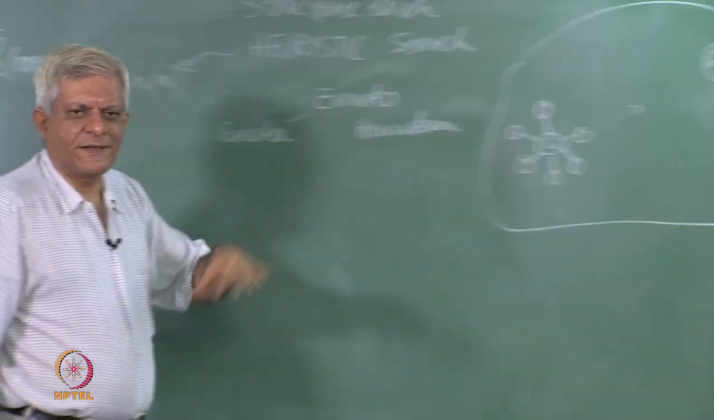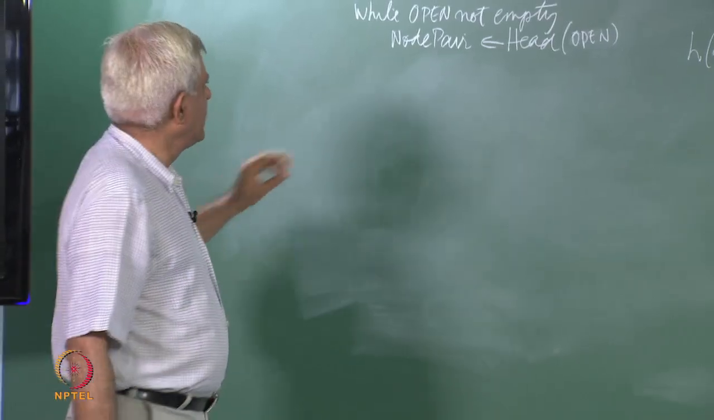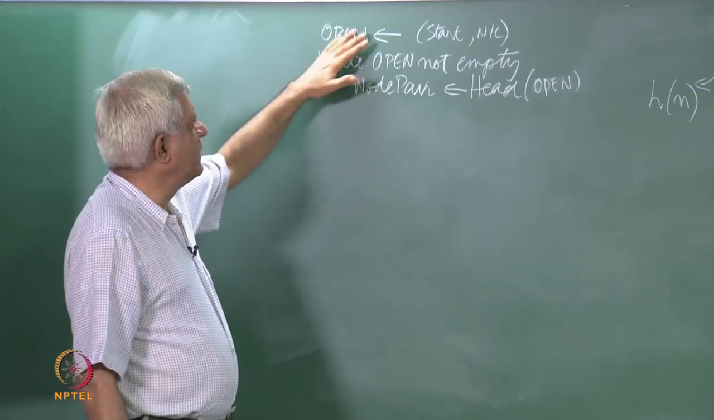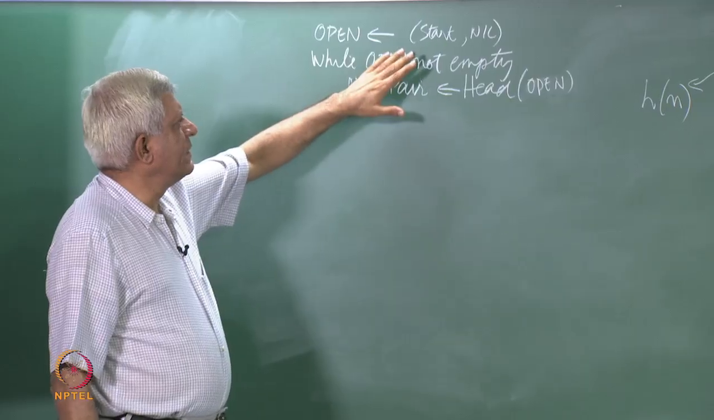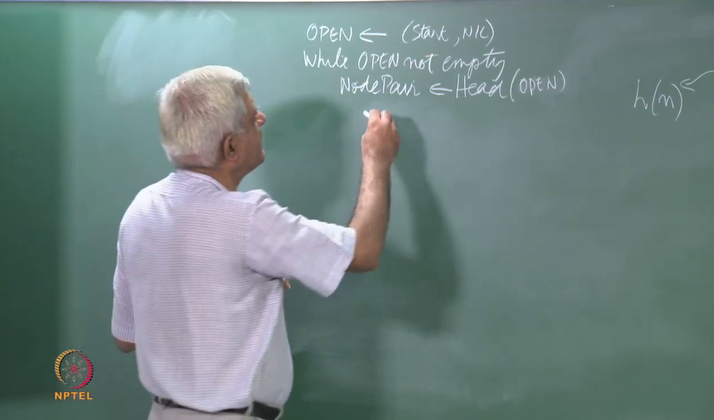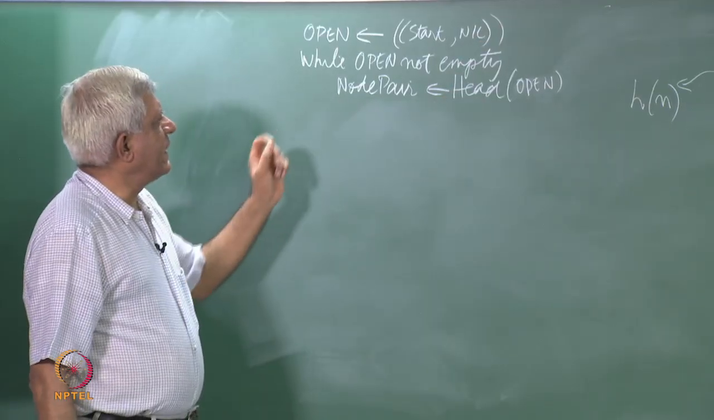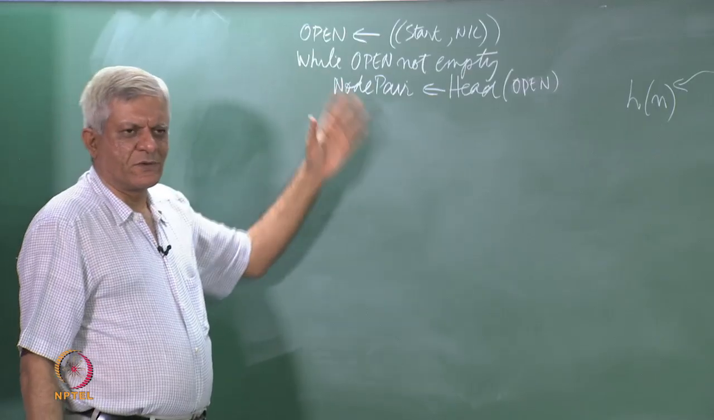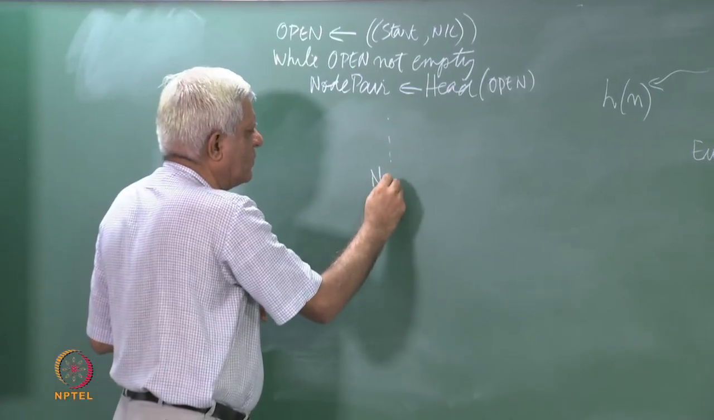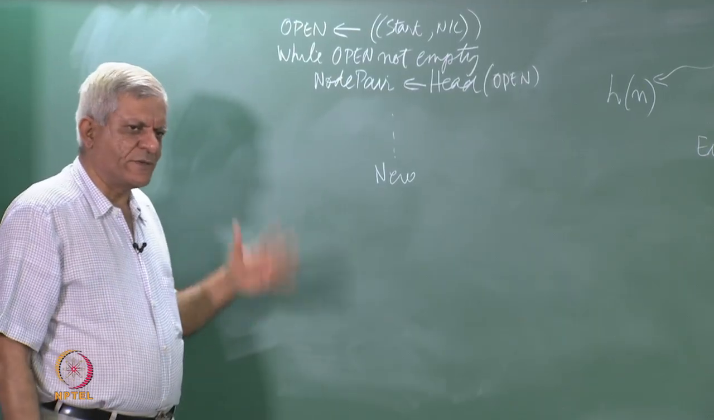So, first let us get this out of the way: the mechanism of how we are going to exploit the heuristic function. If you look at this algorithm, we follow the same framework. Open is initially made of this pair, start. So, it should really be a list of lists. Then extract the first node, all that is the same, and at some point we generate the set of new nodes that we want to add to open.